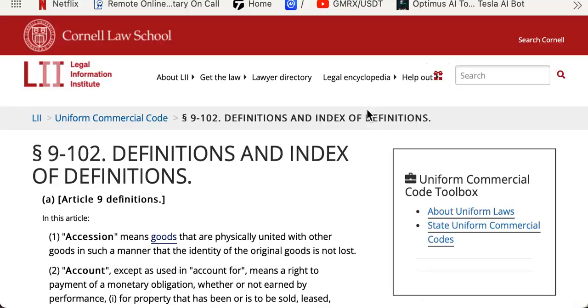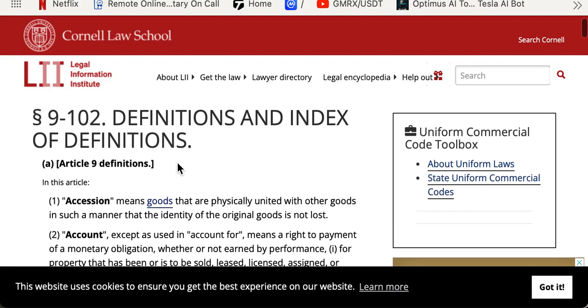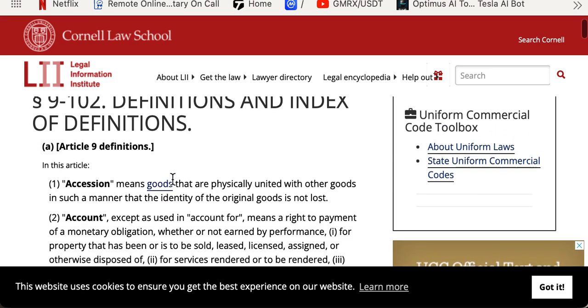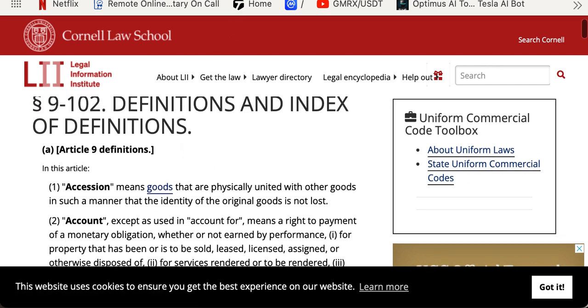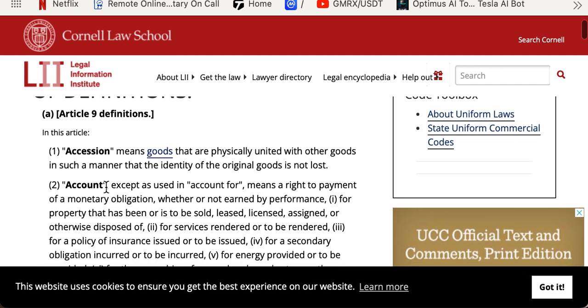See if we can pull it up here. UCC 9-102 definitions. Definitions and index of definitions. We're in account, right? Because we're dealing with UCC 9. While we're dealing with this UCC 9, remember I said this was a secured interest, but it's not in the UCC filing system, but we're going to get it in there so that it can be uniform.